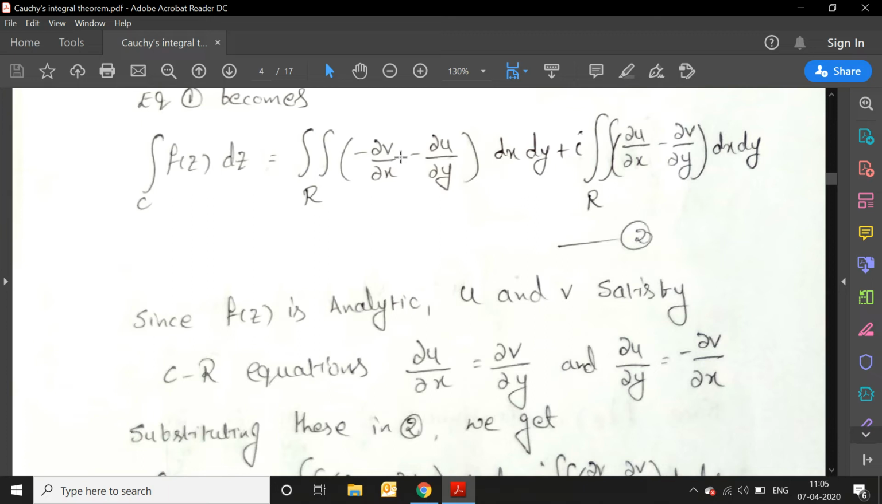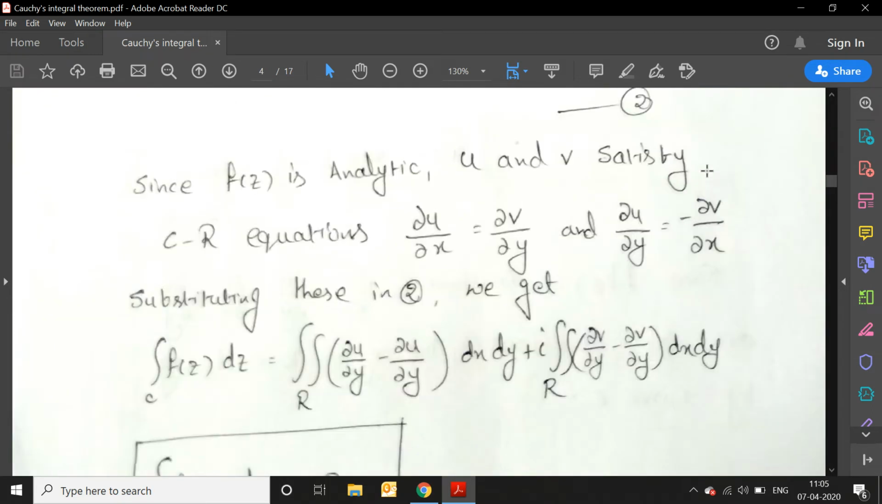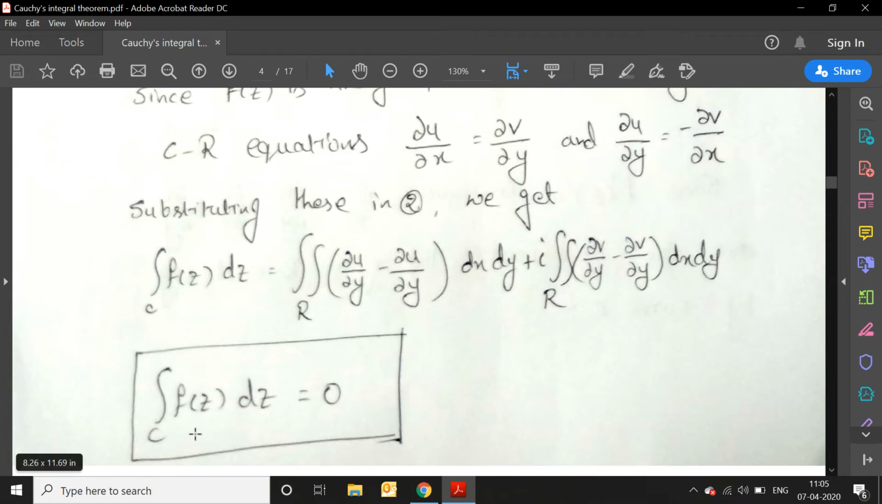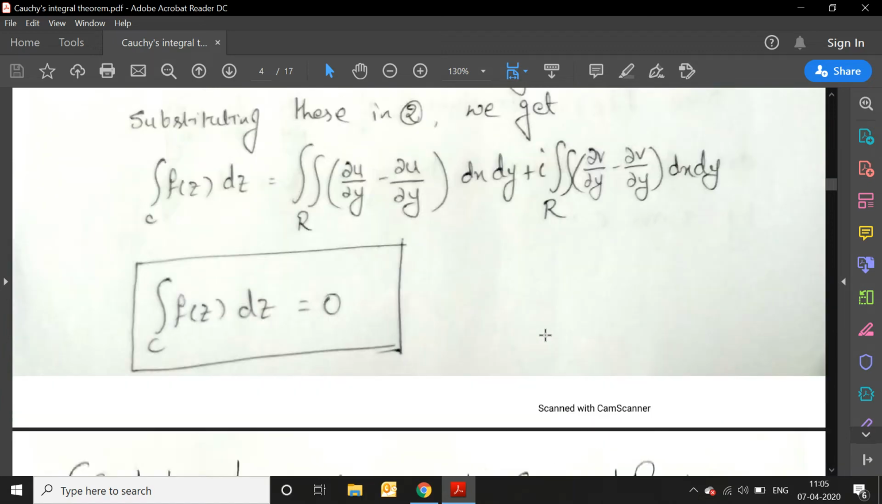Now here we are substituting minus ∂v/∂x is equal to ∂u/∂y. ∂u/∂y minus ∂u/∂y is 0. And here also we are substituting ∂u/∂x is equal to ∂v/∂y. ∂v/∂y minus ∂v/∂y is equal to 0. Then we get the integral over C of f of z dz is equal to 0. This is the proof for Cauchy's integral theorem.